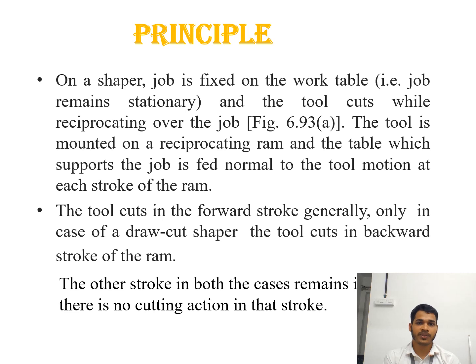Principle: on a shaper, the job is fixed on the work table and the tool cuts while reciprocating over the job. The tool is mounted on the reciprocating ram, and the table which supports the job feeds normal to the tool motion at each stroke of the ram. The tool generally cuts in the forward stroke. Only in the case of a draw cut shaper, the tool cuts in the backward stroke of the ram. So the tool generally cuts the workpiece in the forward direction and removes the chips and unwanted particles in the backward direction. In the other stroke, the tool remains idle. There is no cutting action in that stroke.